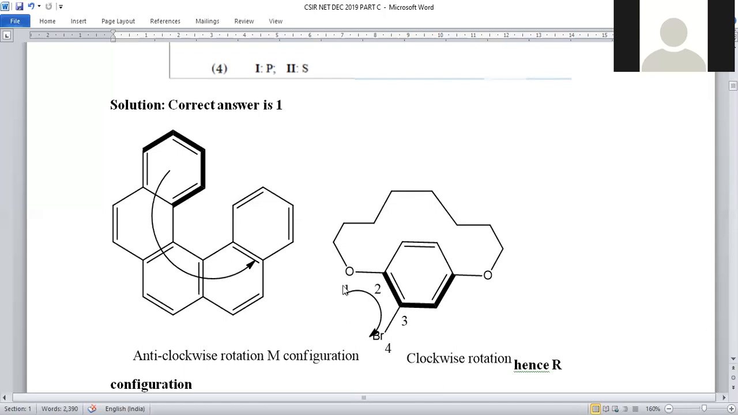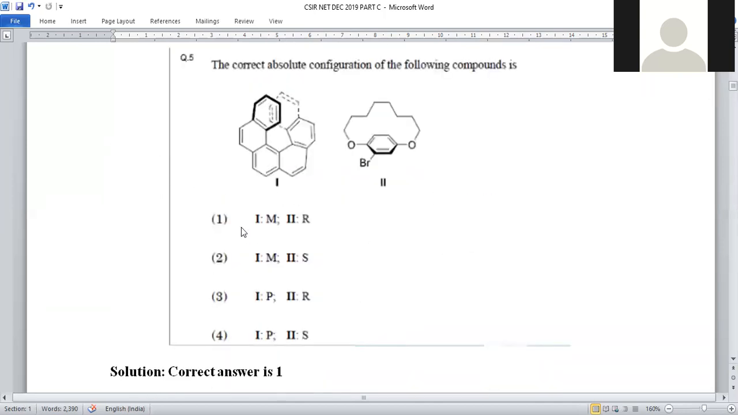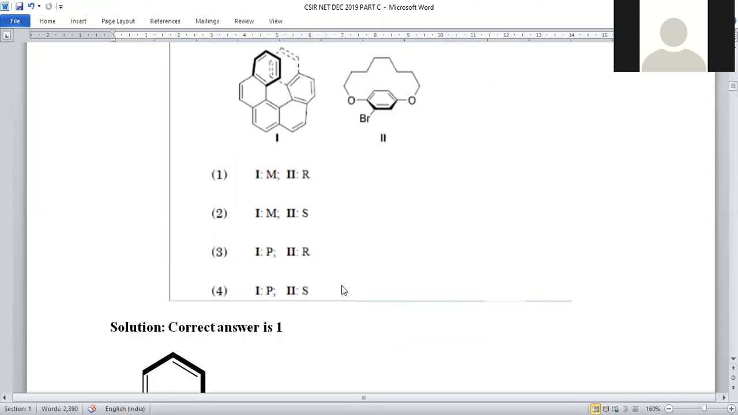Whenever we observe the second compound, where a cyclic ether system is there, in contrast to CIP rules, rather than bromine, you have to assign the numbering from the heteroatom which is present in the cyclic system. So numbering will be started from oxygen rather than bromine. So 1, 2, 3, 4 arrangement will be there. This is clockwise, and this clockwise rotation is regarded as R configuration, right? So starting with M configuration, the second compound will be R configuration, which is satisfied in option number 1 only. So for question number 5, option number 1 is the right answer.